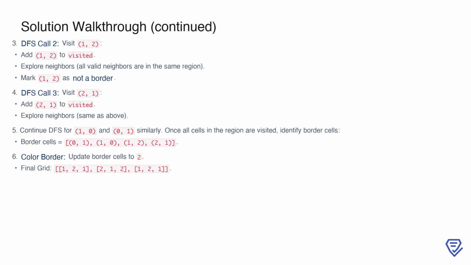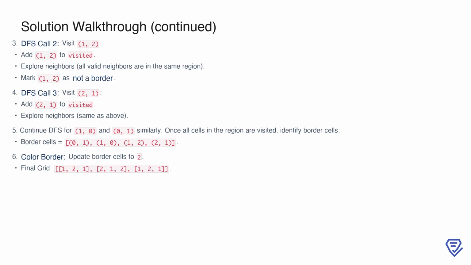Continuing the exploration, we move on to (2, 1) and repeat the process, adding it to visited and checking its neighbors. The same steps are applied to the other connected cells, (1, 0) and (0, 1). After all cells in the region have been visited, we identify the border cells, which are those touching a different color or the grid boundary. In this case, the border cells are (0, 1), (1, 0), (1, 2), (2, 1).